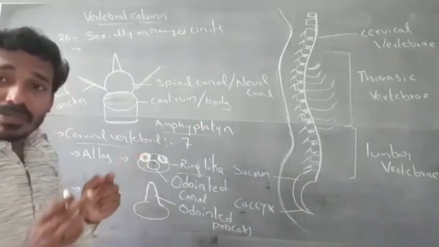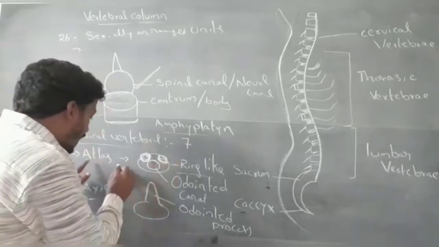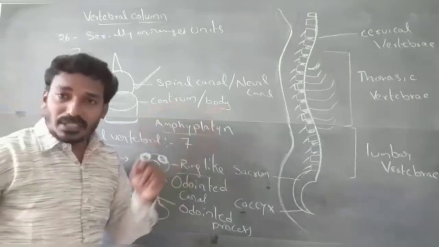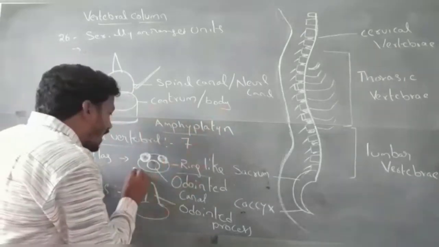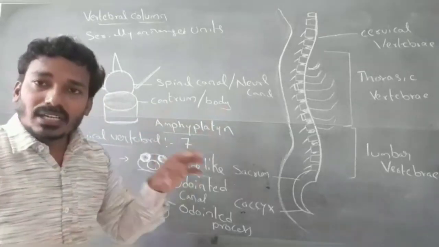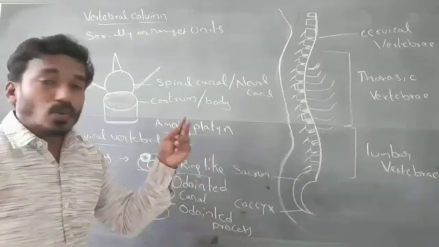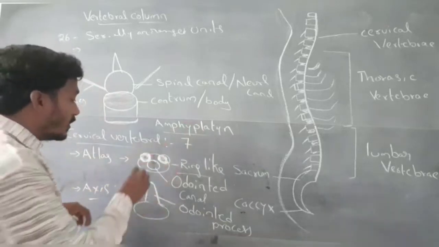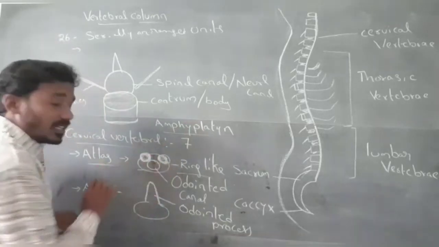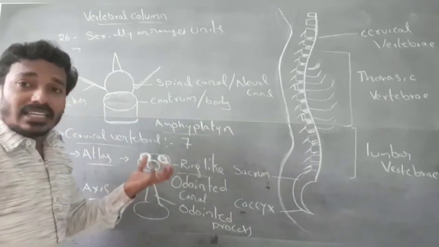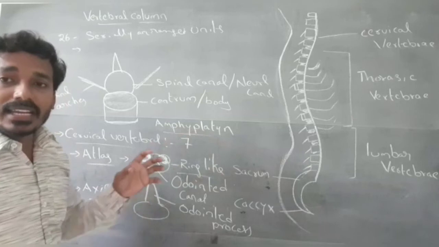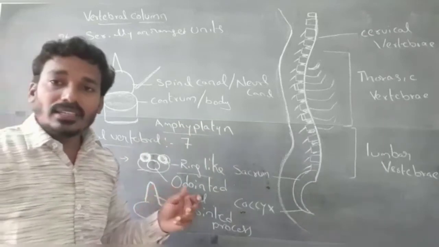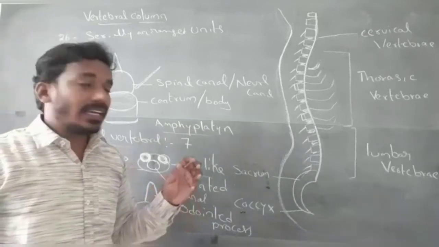The movable attachment is between the atlas and axis. The immovable attachment is between the atlas and skull, because in the dicondylic skull, two condyles immovably fit into the condylic notches of the atlas. So the atlas is tightly, immovably attached with the skull. The axis is freely movable. So we rotate the neck easily.